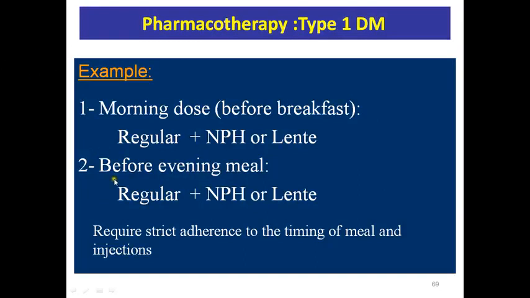At night, what you can do is give the regular insulin at the meal time, and then when the patient is going to bed, you give NPH. You don't give it along with the regular at the time when he's taking the meal.